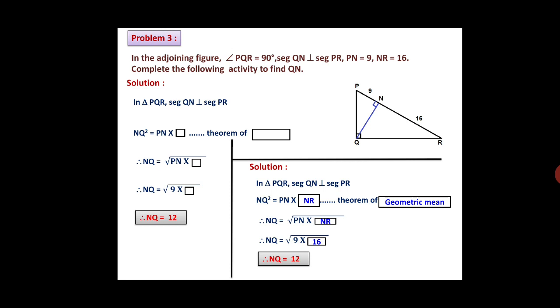This 16 into 9 gives you under root of 144, and the square root of that is 12. So like this only we have to write. It is not necessary to write the intermediate steps. Directly we have to fill the blanks. So this could also be for 2 marks.